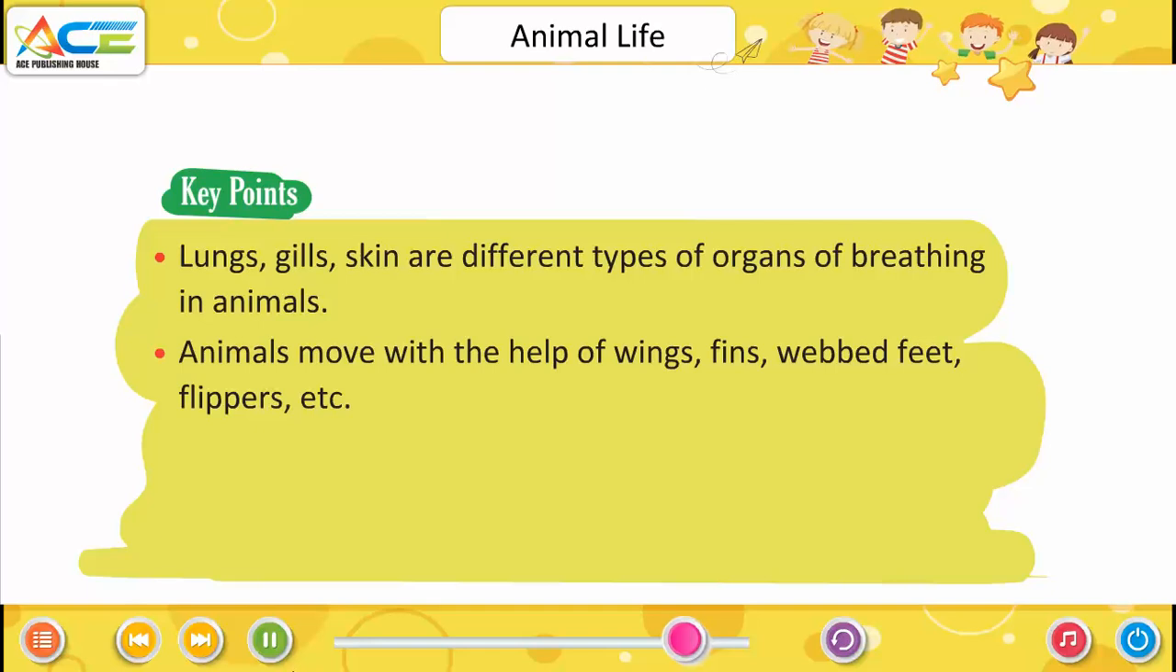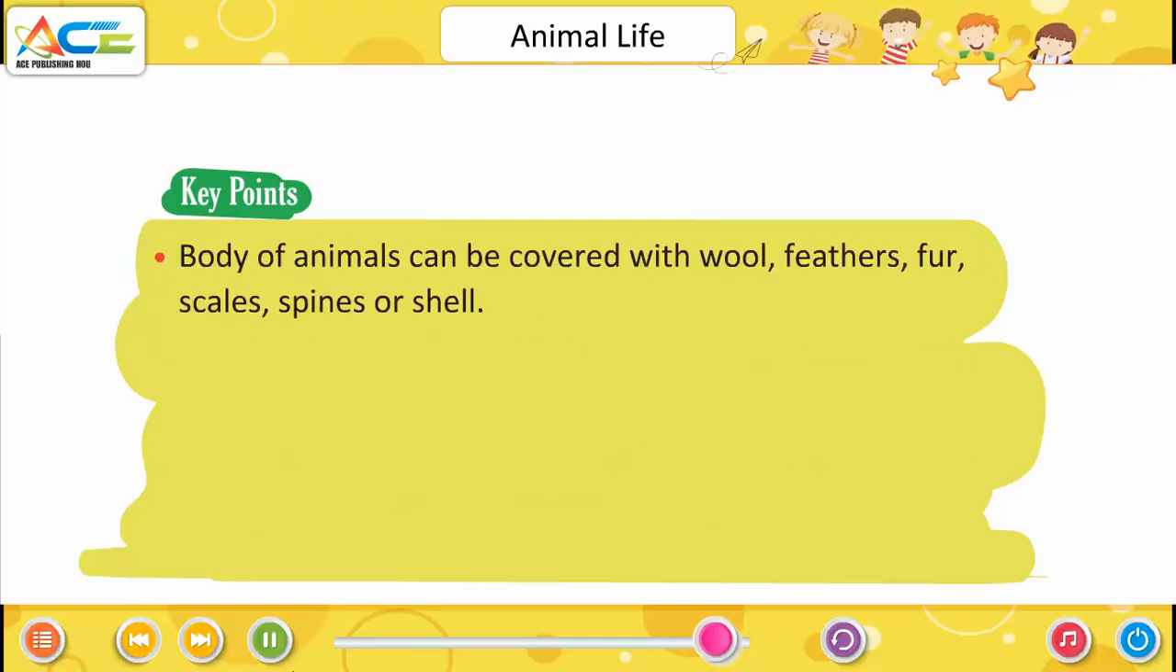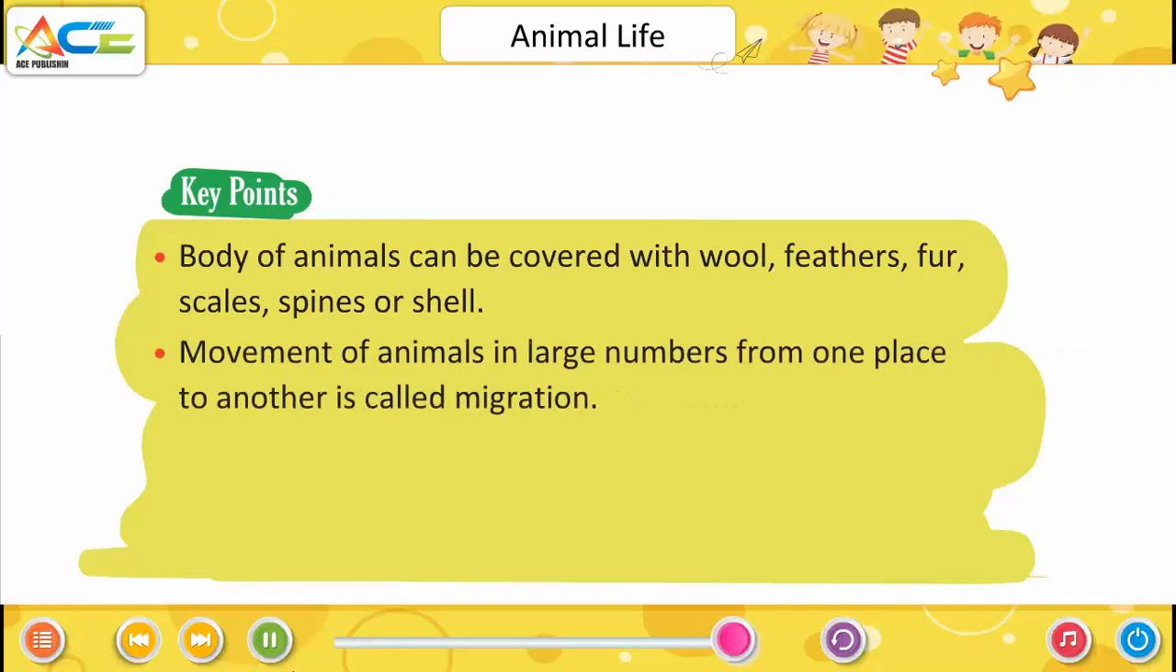Key points: lungs, gills and skin are different types of organs of breathing in animals. Animals move with the help of wings, fins, webbed feet, flippers, etc. On the basis of feeding habits, animals can be grouped as herbivorous, carnivorous and omnivorous. Body of animals can be covered with wool, feathers, fur, scales, spines or shell. Movement of animals in large numbers from one place to another is called migration.